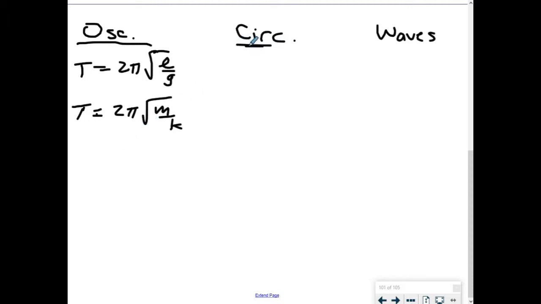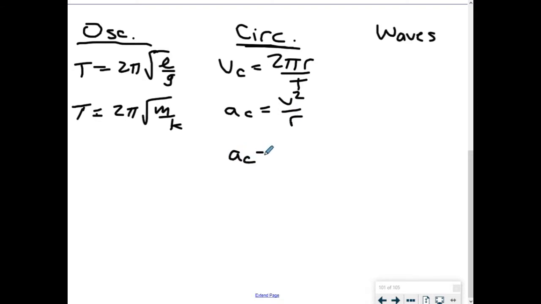Then we learned about some formulas that apply to circular motion. Here's one: the velocity of anything going in a circle is equal to 2 pi r over T. Acceleration of something going in a circle is v squared over r. And a third formula that hopefully you're somewhat familiar with is 4 pi squared r over T squared.